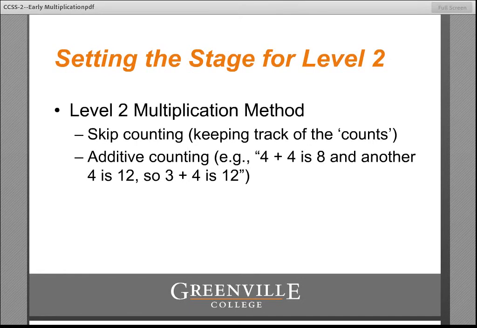Now, another possible level 2 strategy that you may see students doing is very similar to skip counting, but instead of sounding like 2, 4, 6, 8, it's additive counting, where you keep a running total. So you might actually say, well, let's see, 3 4s. 4 plus 4 is 8, and then one more 4 would make 12. That sounds a little different than going 4, 8, 12. So additive counting is another method you might see here.